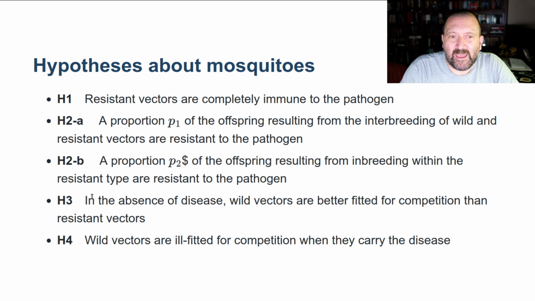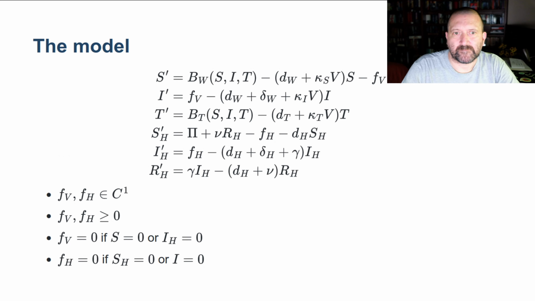Okay. And there's also some fitness cost to resistance. So if there's no disease, the wild vectors are better fitted for competition. But if there is disease and they're infected, the wild vectors are less fit for competition. Okay. So the model looked something like this.